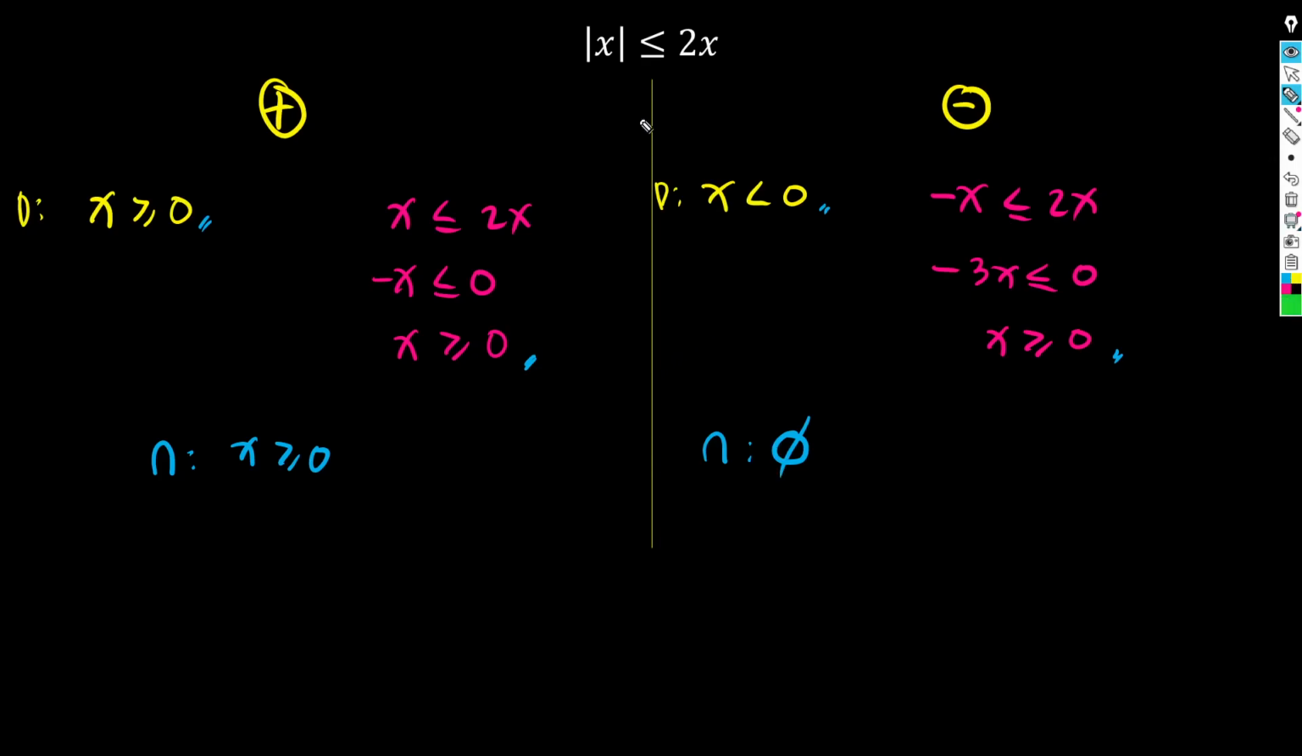Okay? And finally, for these two intersections, we just take the union. Because remember, these two cases are basically an OR statement. So it's either case 1 is true or case 2 is true. So we take the union of these two results. And it's very easy because one of the two intersections is actually a null set. When you take the union of a set like x is greater than or equal to 0 and the null set, it's like adding 0. So our final answer is x is greater than or equal to 0 right there.